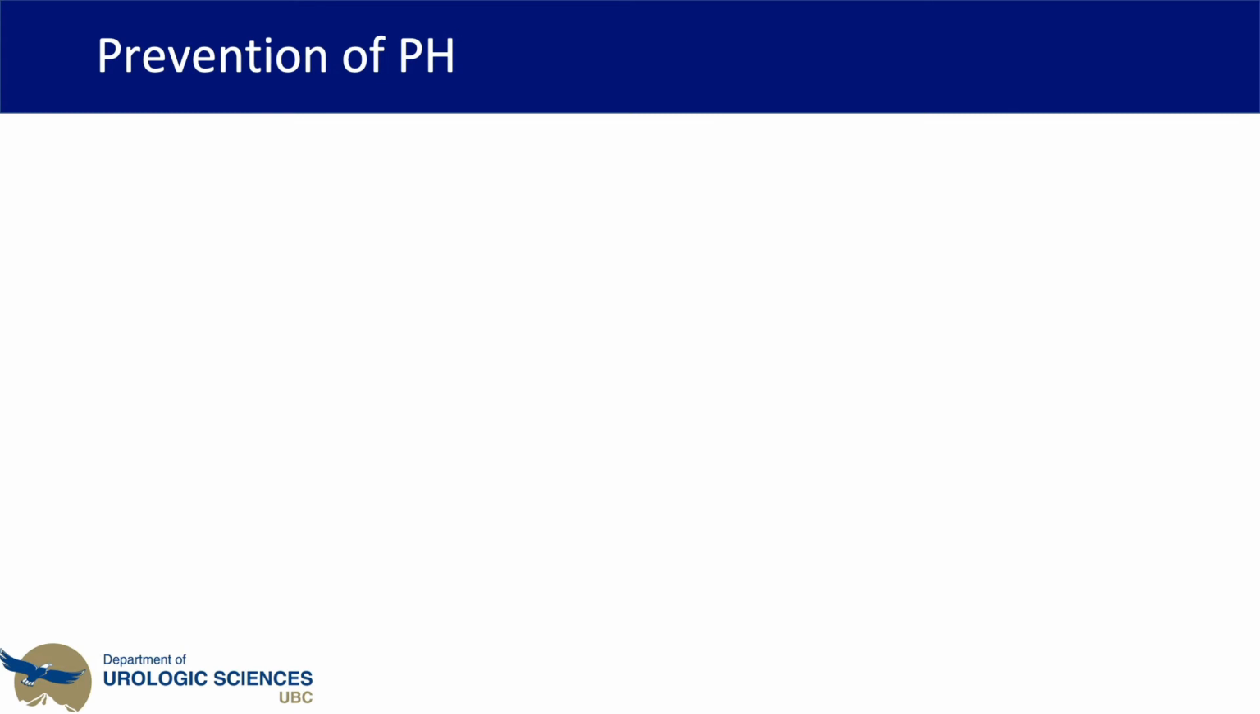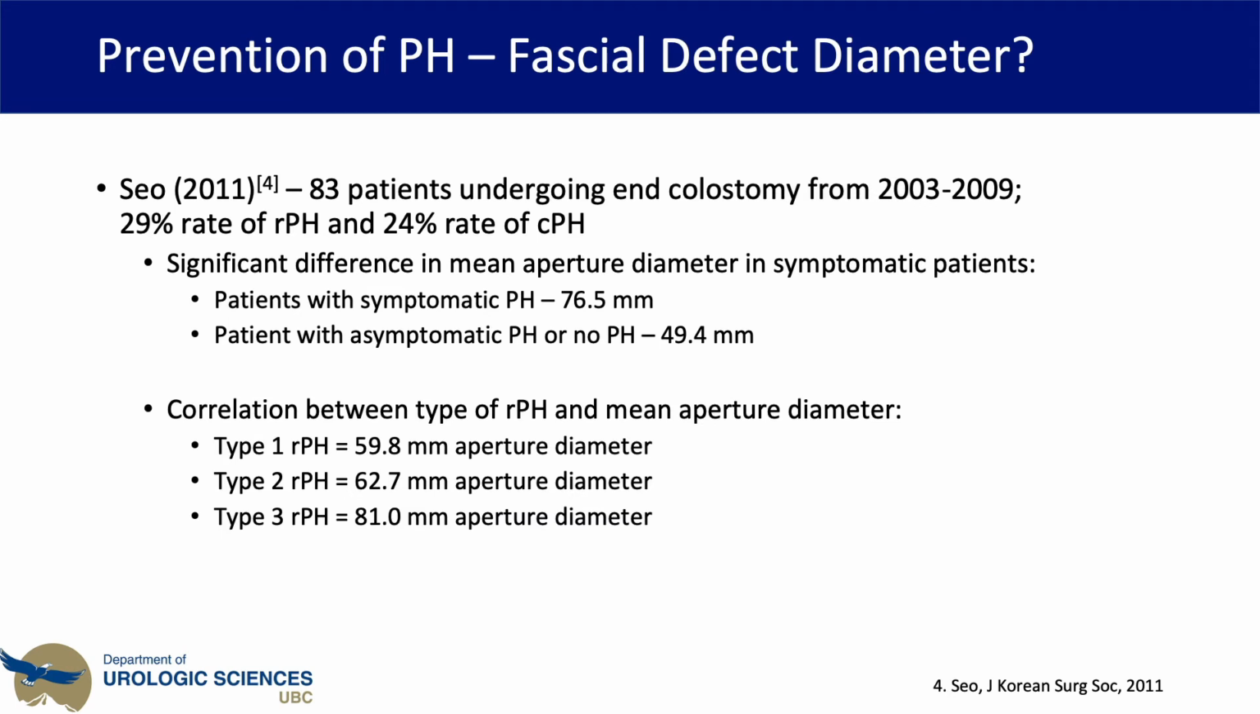Moving on to talk about prevention of parastomal hernias. The first topic to discuss would be the fascial defect diameter, the aperture, it's often called. So looking at the paper from the Journal of the Korean Surgical Society in 2011 that had 83 patients undergoing colostomy, they looked at, using a radiologic diagnosis, the mean aperture diameter in patients who were symptomatic, and there was certainly a significant difference between these patients versus patients who were either asymptomatic or had no evidence of a parastomal hernia.